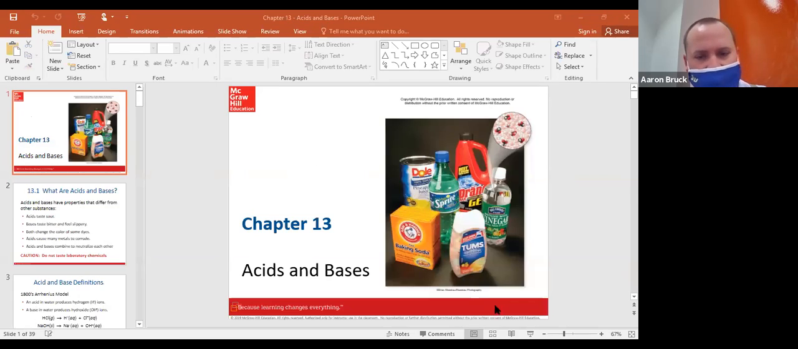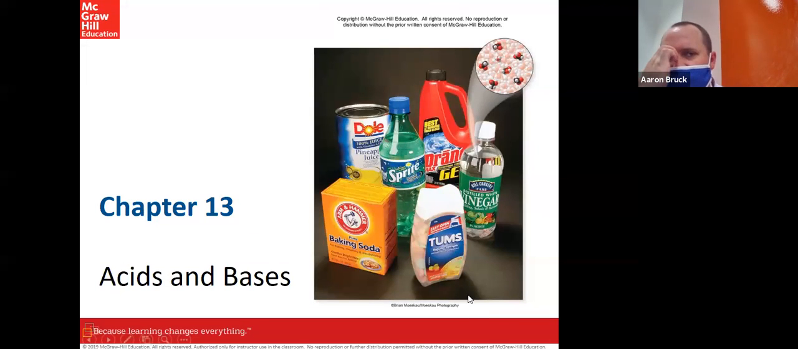So we're going to move now into chapter 13. Now, chapter 13 is all about acids and bases. You saw a little bit about acids and bases in your lab last week. You're going to get a little bit more of this information this week as well, as we start to look into not only what acids and bases do, but the kinds of solutions and reactions that they can overall take on.